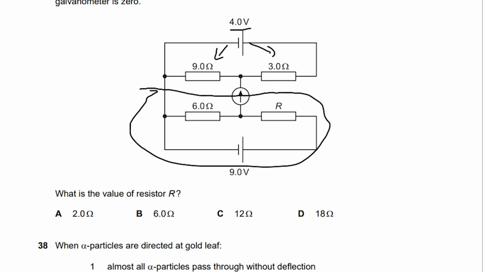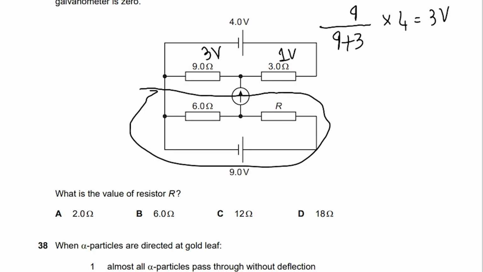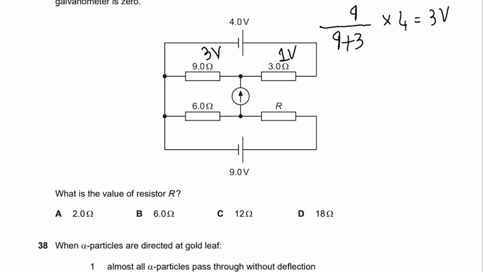The potential difference across the 9 ohm resistor is 9 over 9 plus 3, which is 12, multiplied by 4. So 9 over 12 multiplied by 4 is 3 volt, which means the potential difference across the 9 ohm resistor is 3 volt, and the potential difference across the 3 ohm resistor is 4 minus 3, so this is 1 volt. So 3 volt and 1 volt.